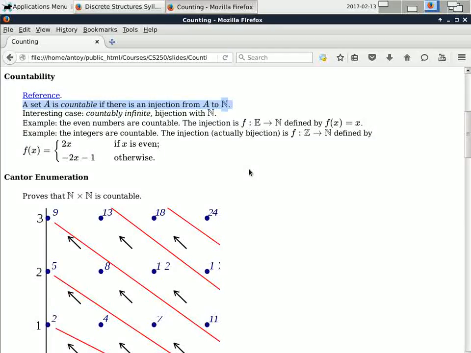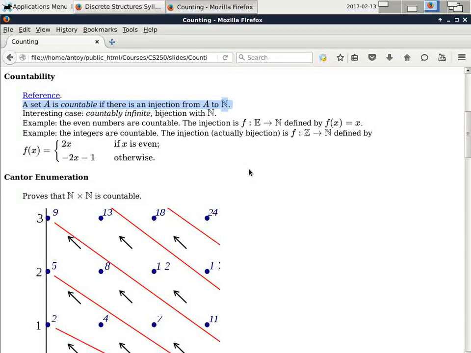The integers. Are the integers countable? Yes, they are. It's written there. Now we are going to see it. This is less obvious, right, that there is an injection. Why? Well, very loosely speaking, I'm talking with my hands.